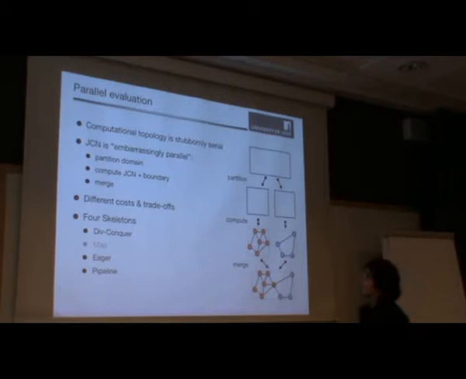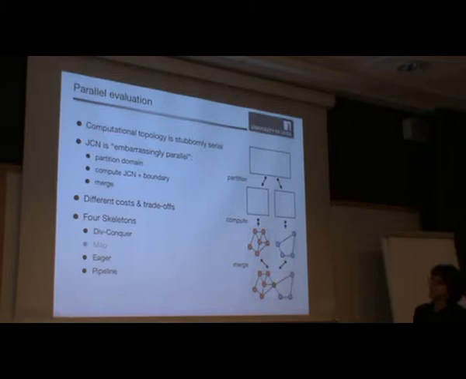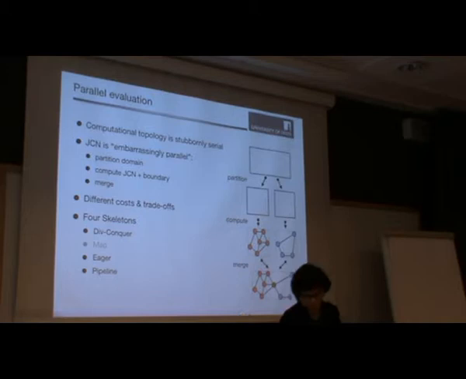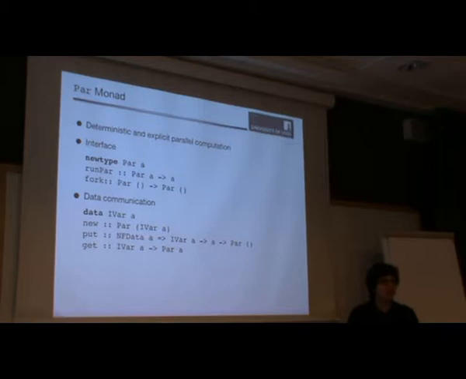So for parallel evaluation of the joint contour net, all the different approaches that we have implemented are based on the same approach: dividing the data set, computing the joint contour net, and then merging them. We have so far implemented 4 skeletons: divide and conquer, map, eager, and pipeline. Today I'm not going to talk about the map, but the details are available in the paper. To implement these skeletons, we have used the Par Monad library, which is one of the parallel programming models for shared memory architecture in Haskell.